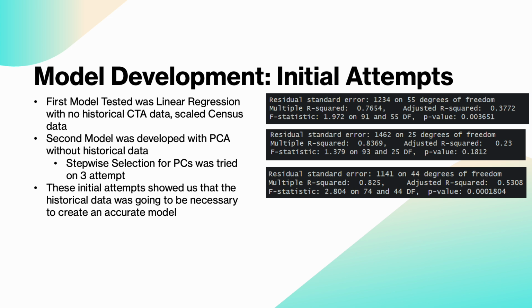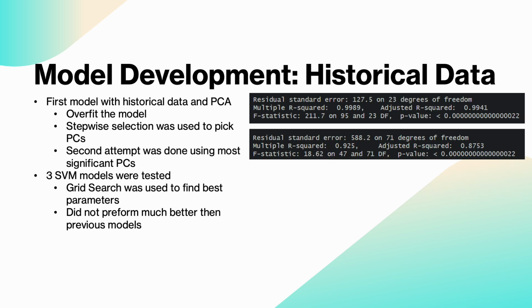So we tried to apply stepwise selection to only pull out the most significant ones. And that did work better. You can see the adjusted and multiple R squareds are a little bit better there, but still not great. So we basically learned that we were going to need to add the historical data in to make sure that we could create accurate predictions.